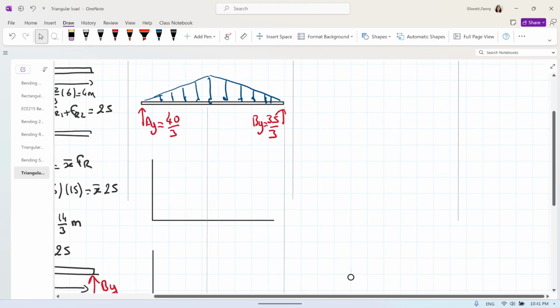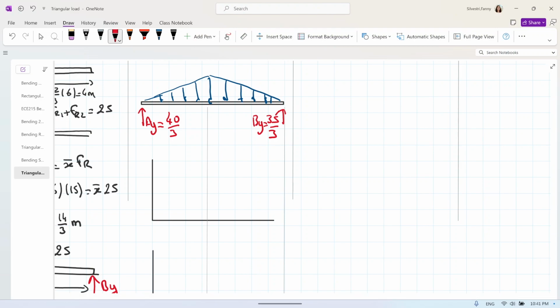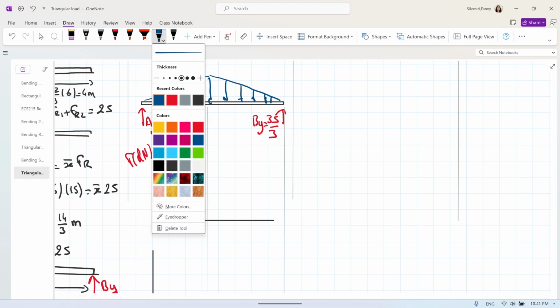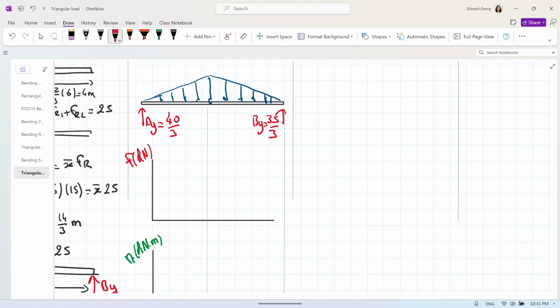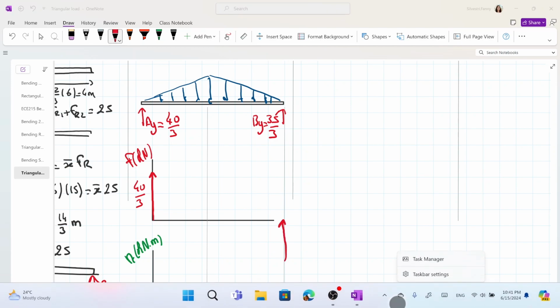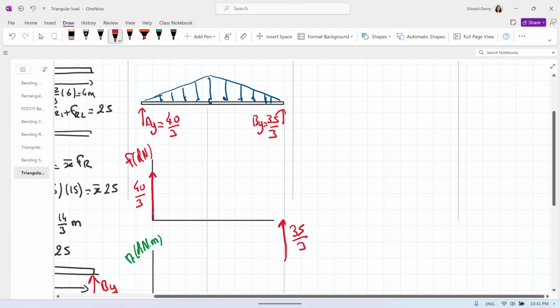So what we know, we don't know a lot of things. What we know for the shear forces, so this one, are the force in kilonewton. And the second one, I will do it green. This one will be the moment in kilonewton meter. What we know for the forces, at the beginning we go up 40 divided by 3, and at the end we go up 35 divided by 3. Okay, that's what we know.